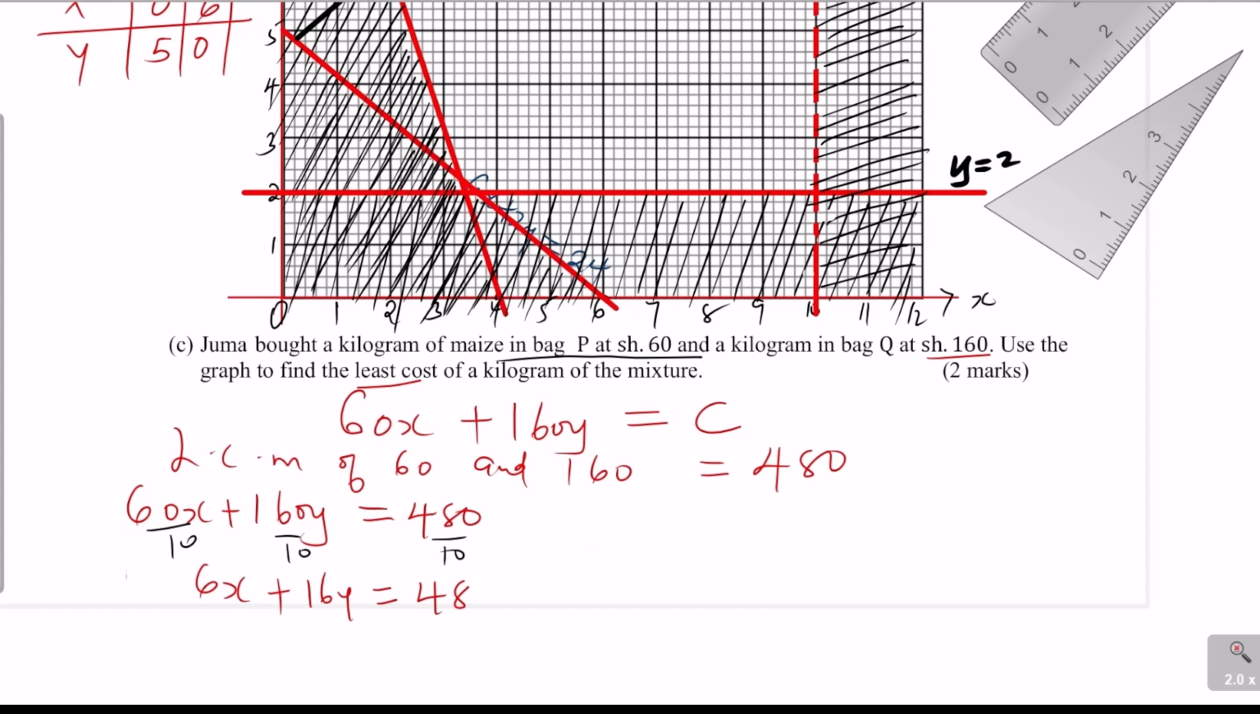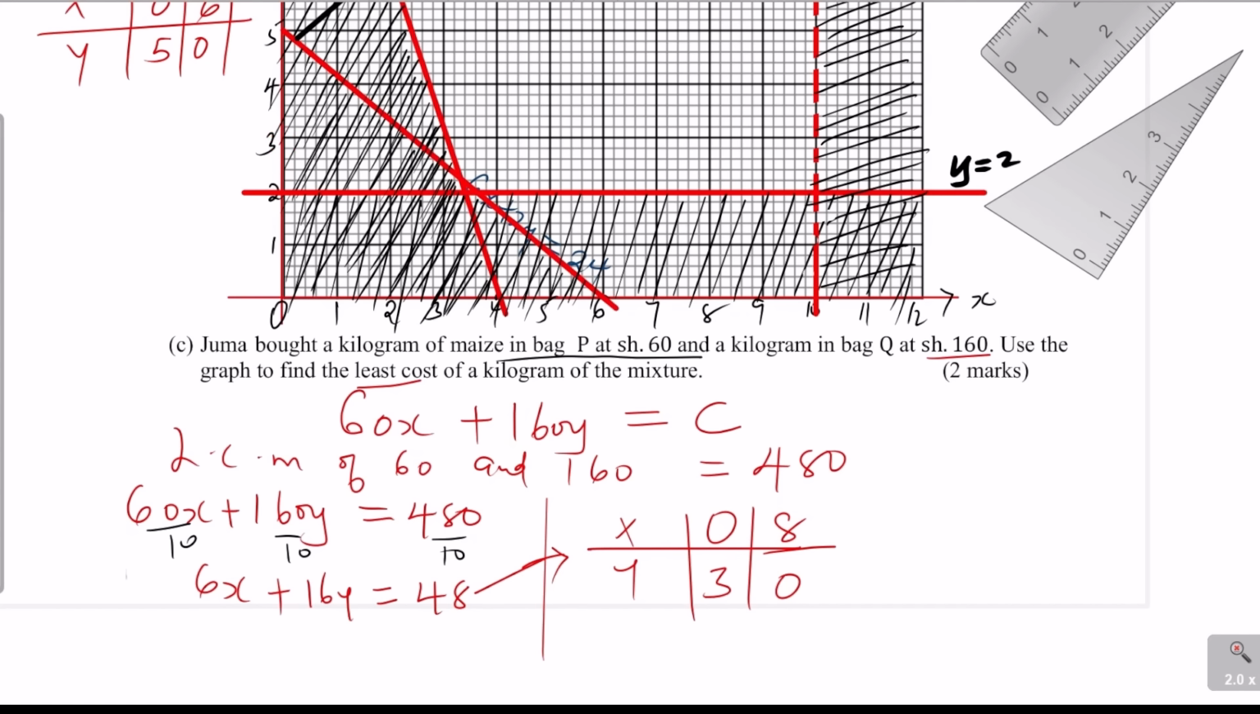So let me draw this search line. Just use 2 points. When x is 0, substituting in 6x plus 16y is equal to 48, y will be 3. And when y is 0, 6x plus 0, that will give us 8. So we draw the search line: 0, 3 is here, and then 8, 0 is here.